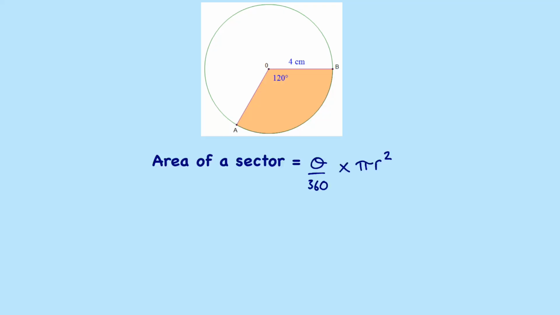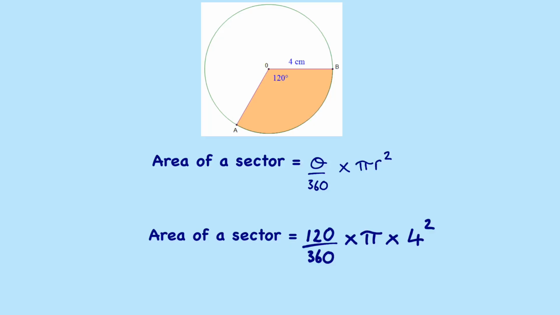Let's write down our formula. So the area of a sector is theta divided by 360 multiplied by pi r squared, which is the area of the circle. And all we need to do is substitute in our values. So we have theta, which is 120 degrees, divided by 360, multiplied by pi times by r squared, and of course the radius is 4.